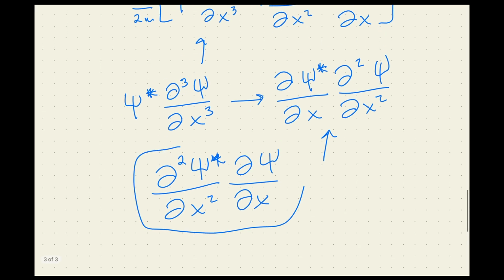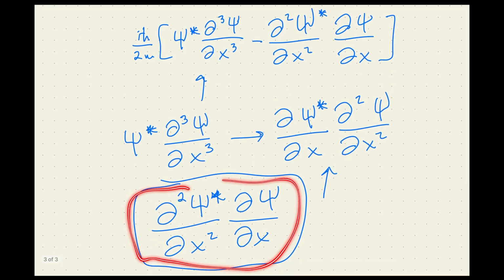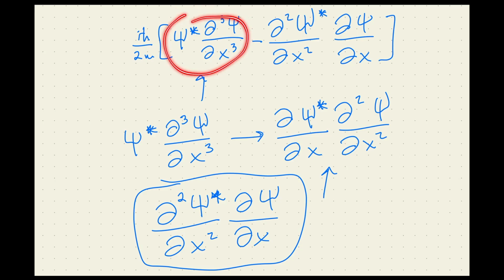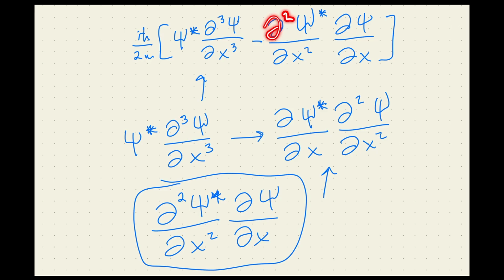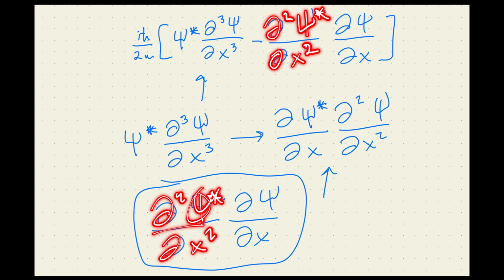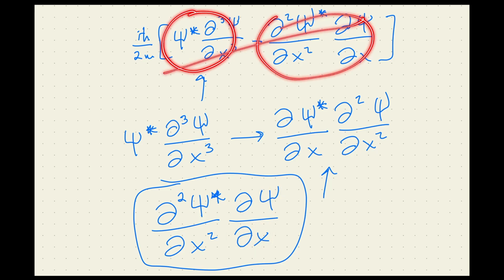Now if we're left with this, check it out. This thing here used to be this thing. And if we do this thing, which is this, minus this, they are the same thing. Here we have second order derivative with respect to x of psi star. Here we have second order derivative with respect to x of psi star. And it is being multiplied by a first order derivative with respect to x of psi. Same thing here, first order derivative with respect to x of psi. So this thing minus this thing, this equals 0.